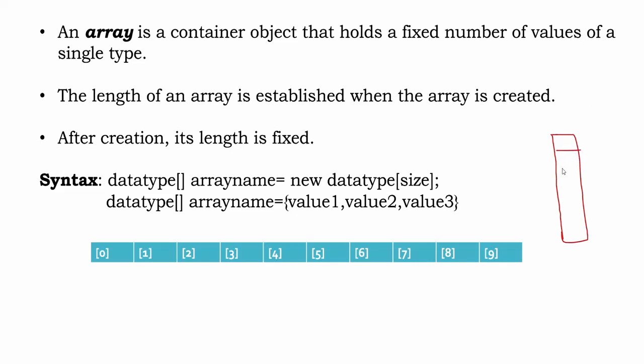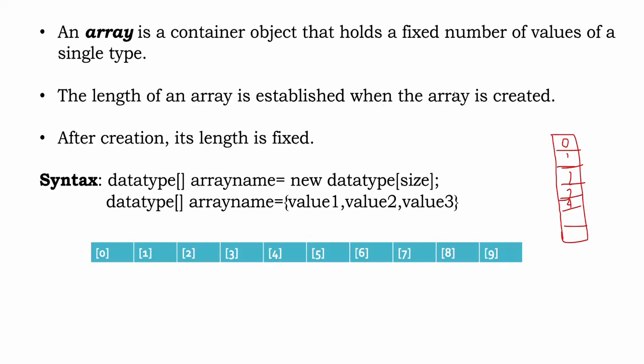And suppose here we will have certain memory locations. Suppose this is index 0, index 1, index 2, index 3, index 4. In this way, the values will be stored in the memory locations.